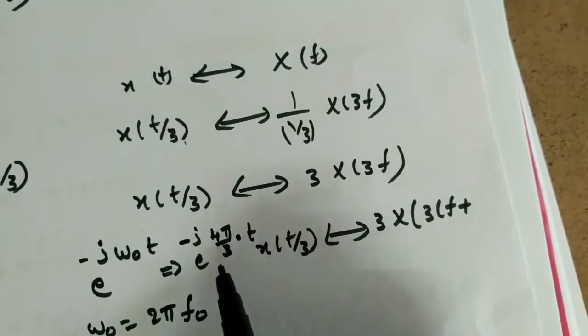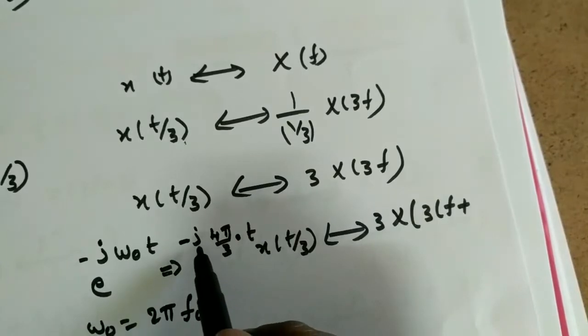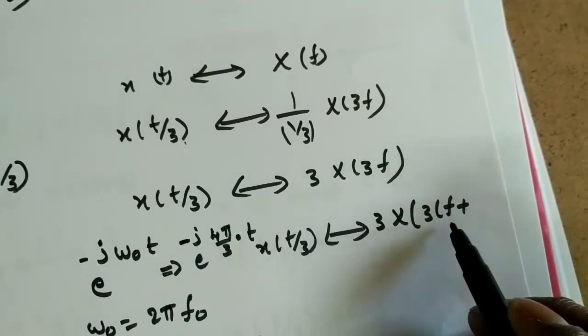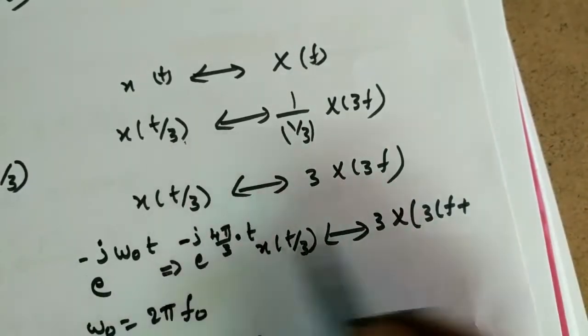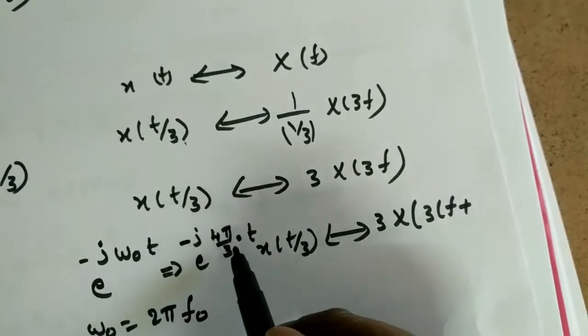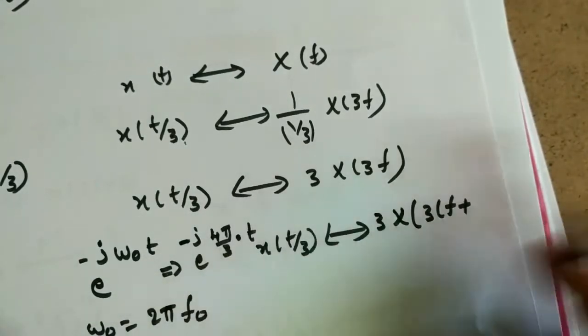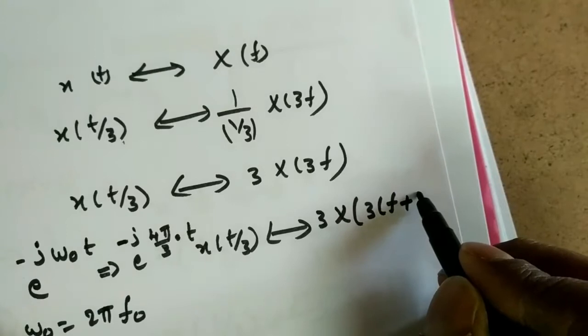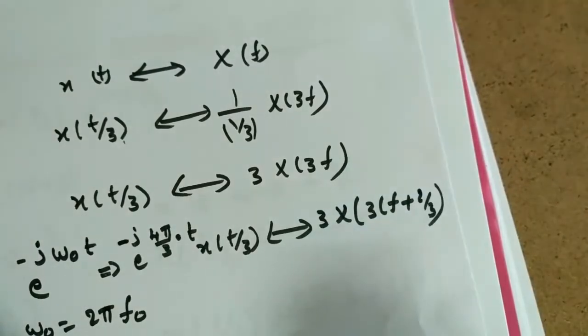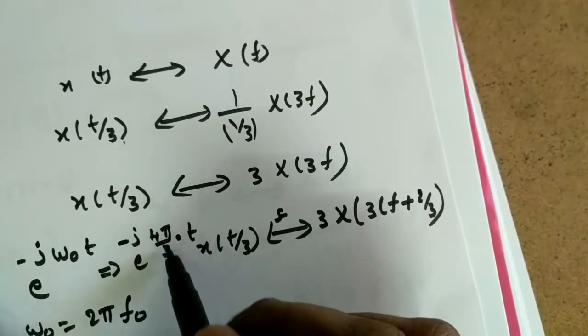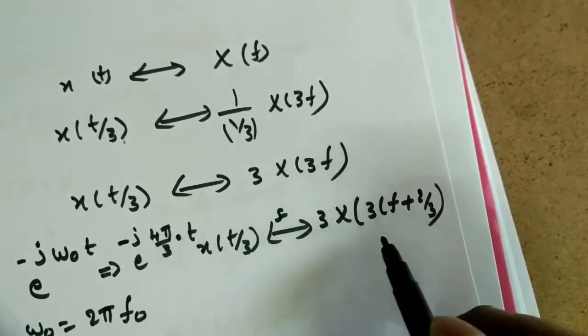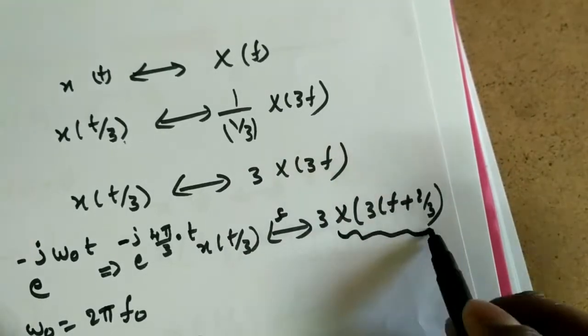When we discussed the Fourier properties in part 3, whenever in the time domain e power minus j is there, in the frequency domain you will get plus. Whenever it is plus, you will get minus here. So to get plus, I need minus here. So e power minus j 4 pi by 3 into t x of t by 3. So we will get x of 3 into f plus 2 by 3, right? So this is the Fourier transform of this e power minus j 4 pi by 3 into t x of t by 3. But what do we require? We require only up to here.